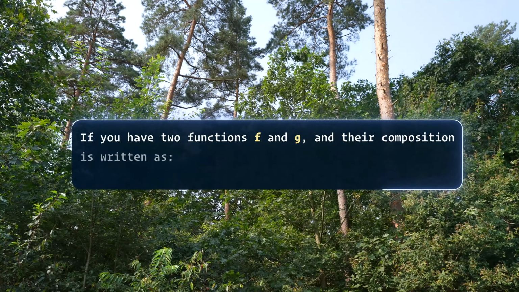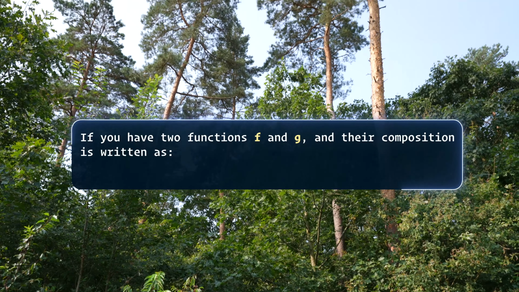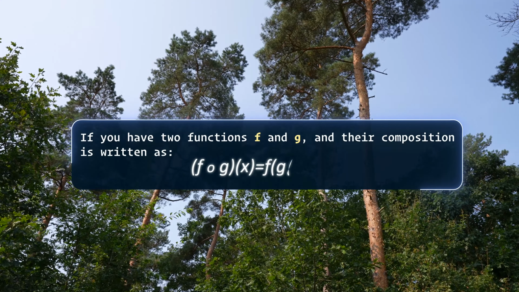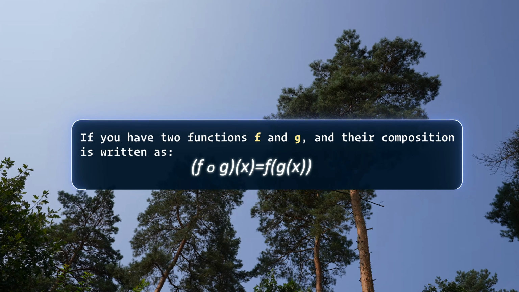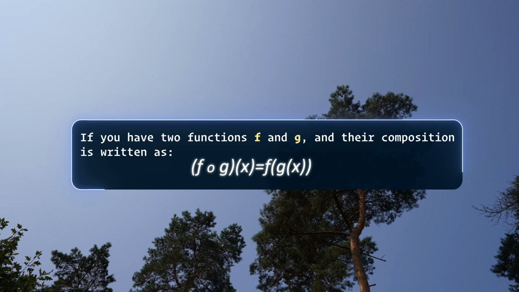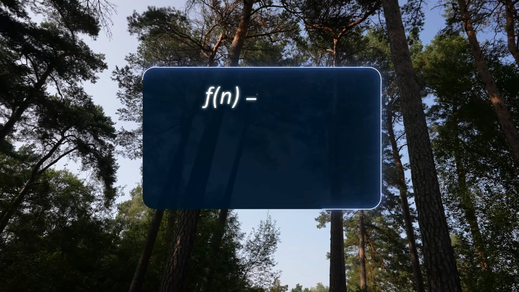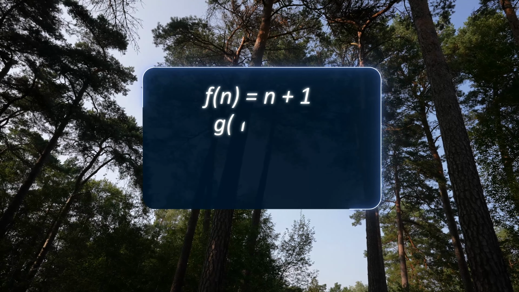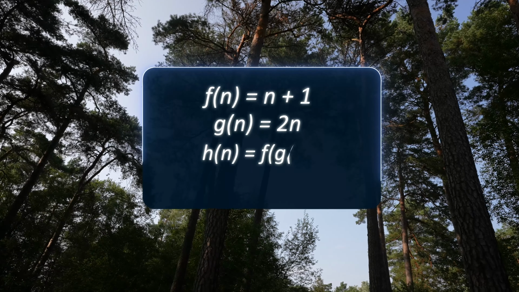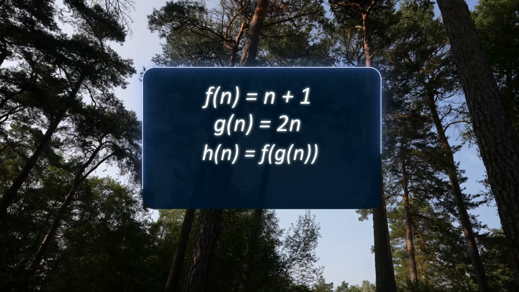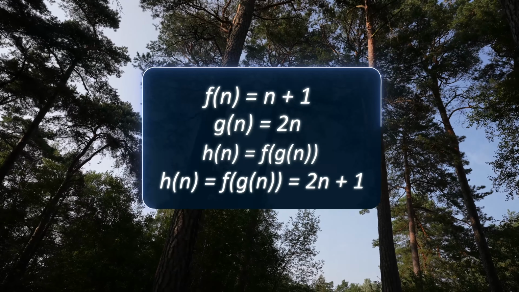In mathematical notation, if you have two functions f and g, and their composition is written as f composed with g, this means you first apply g to x, and then apply f to the result of g of x. For your example, f of n is equal to n plus 1 and g of n is equal to 2n. The composition h of n equals f of g of n calculates 2n plus 1.